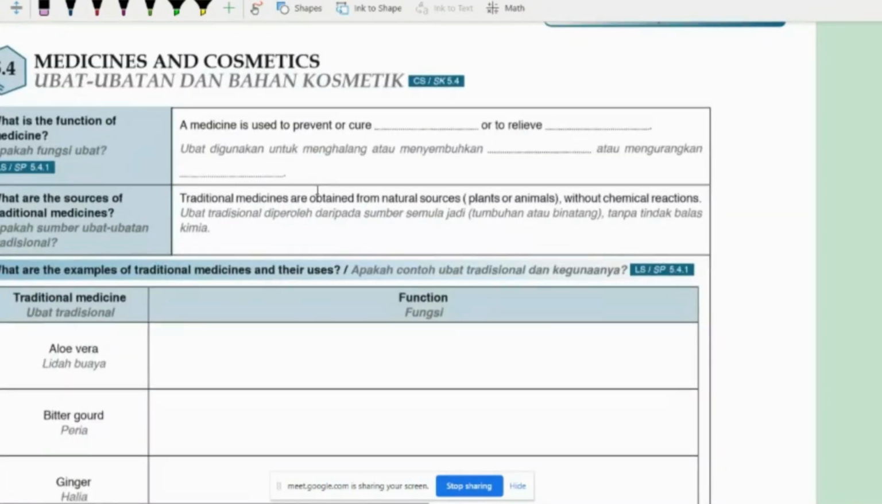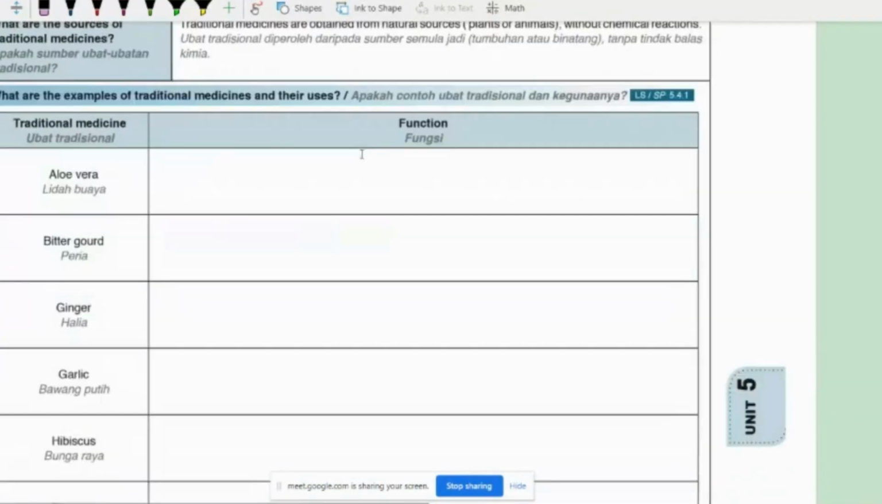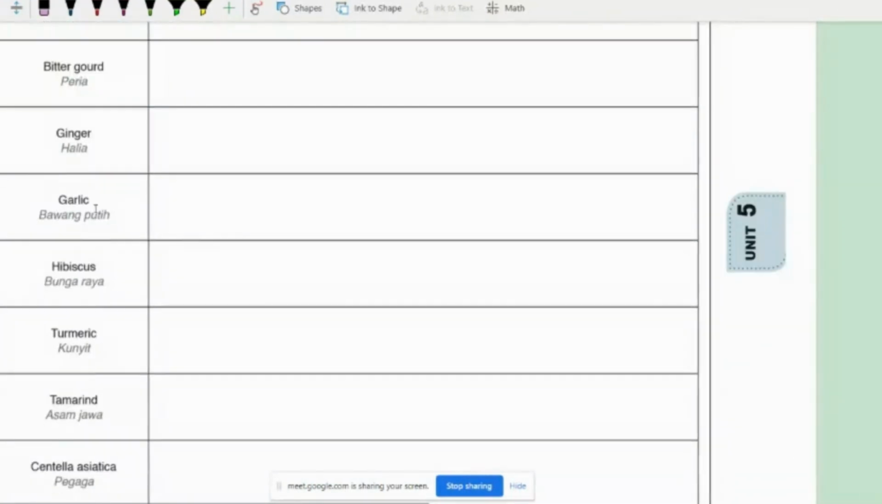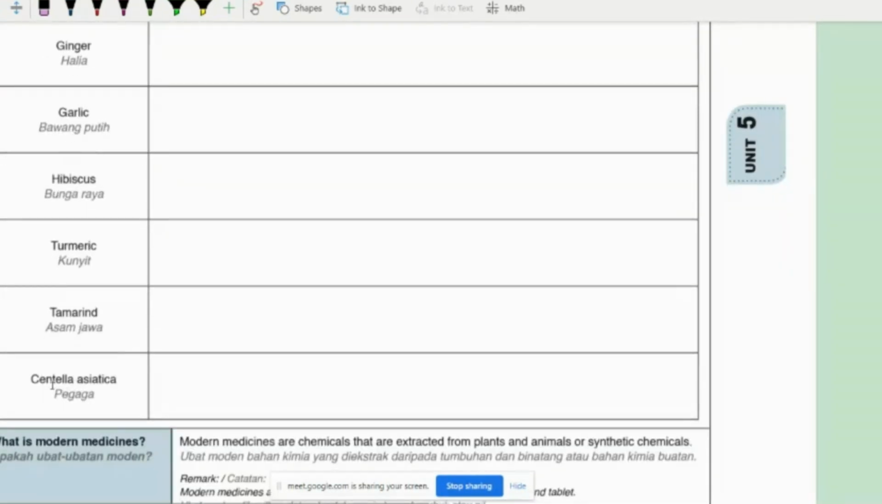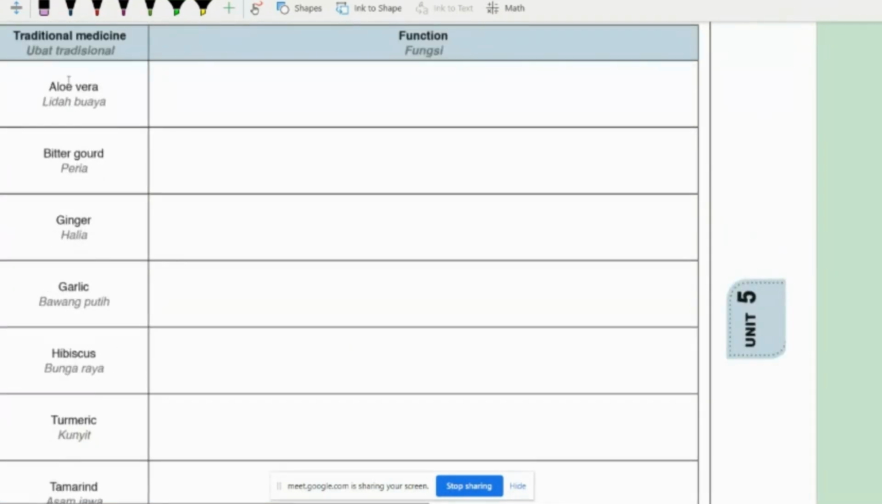So what is the function of medicine? Medicine is used to prevent or cure disease, or to relieve pain. This is the main function of the medicine. So what are the sources of traditional medicine? Traditional medicine is not that popular. Like aloe vera, bitter gourd, ginger, garlic, hibiscus, turmeric, tamarind, Centella asiatica. So these are the traditional medicine.